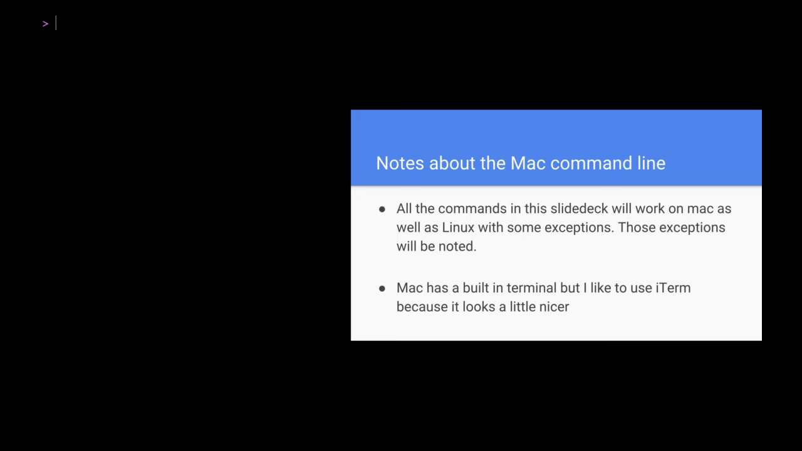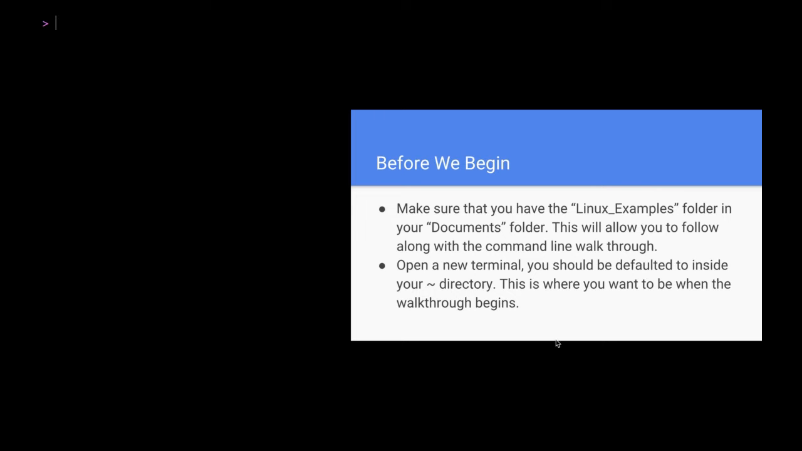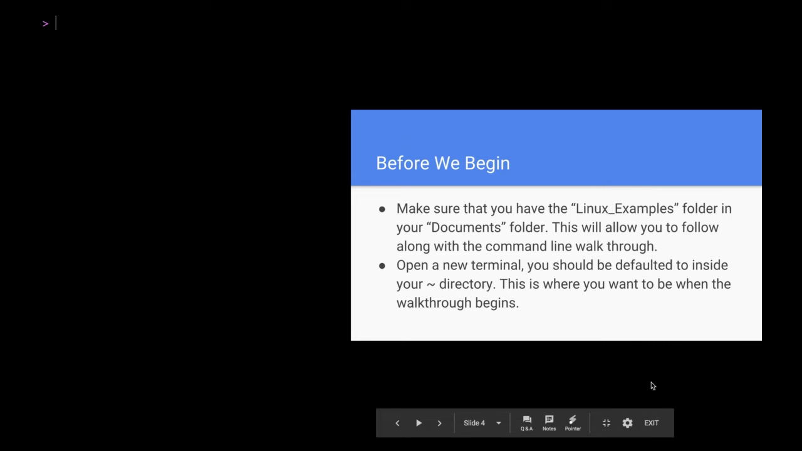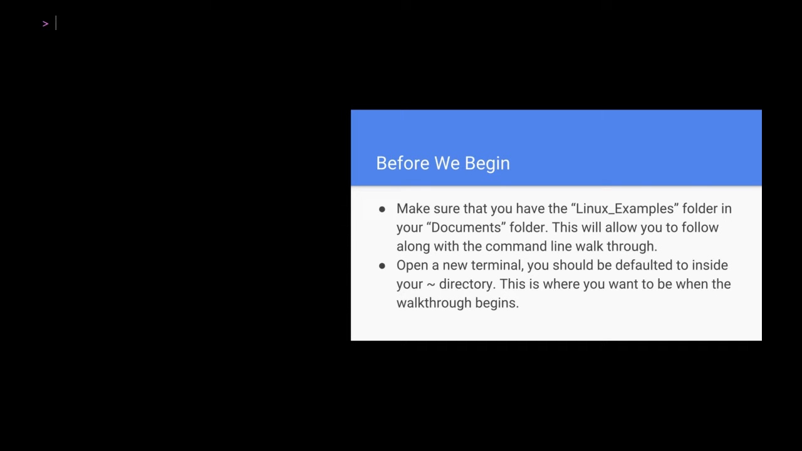This tutorial is being recorded on a Mac, and the Mac has a built-in terminal, but I like to use iTerm, which is what I'm using in this tutorial because I think it looks a little bit nicer. Before we begin, if you want to follow along, make sure that you have the Linux examples folder in your documents folder, which will allow you to follow along as we walk through on the terminal. And open up a new terminal. This will have you defaulted inside of your tilde directory, which is where you want to begin for this walkthrough.